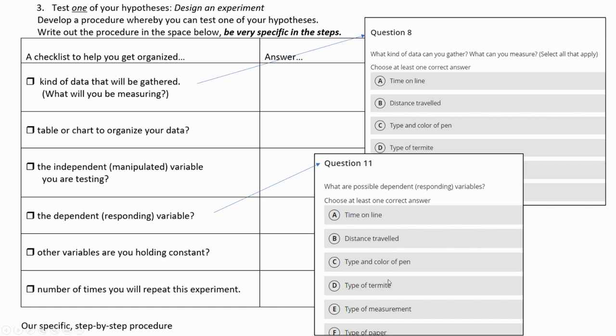You have to have a type of unit. And the type of termite, that's not a unit. The time on the line, that's a unit. Because you can say it's 3 seconds, it's 15 seconds. The distance traveled, that's a unit. Because you can say 3 inches, or in scientific terms, 1 centimeter. That kind of thing, right? So that's the difference between the dependent and the independent variables.